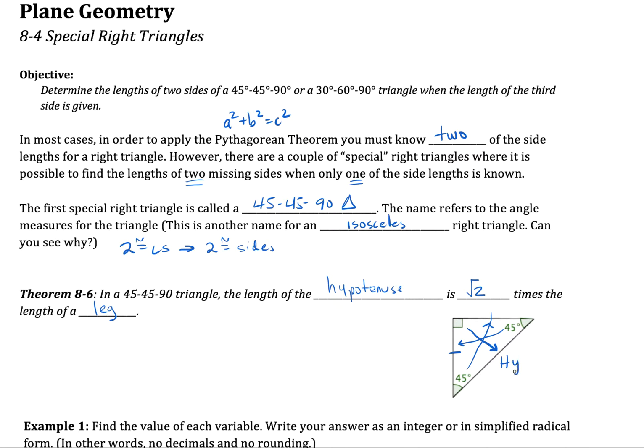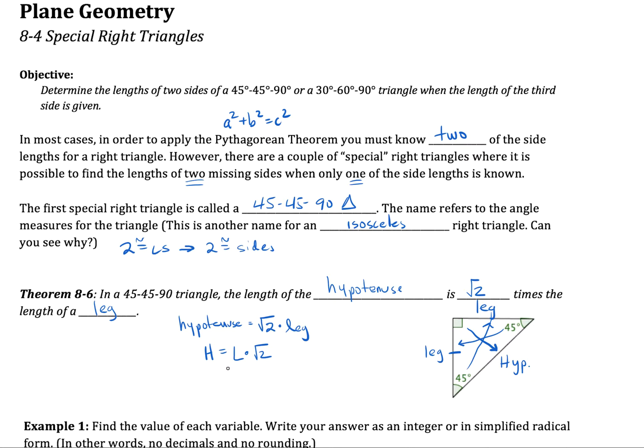So I'm going to label that as HYP for hypotenuse. And we know that the other two sides would be legs. And since it is an isosceles right triangle, we also need to remember that those legs are going to be congruent to each other. So according to Theorem 8-6, the hypotenuse is equal to the square root of 2 times a leg. Or the way I usually abbreviate this is H for hypotenuse equals L for leg times the square root of 2.